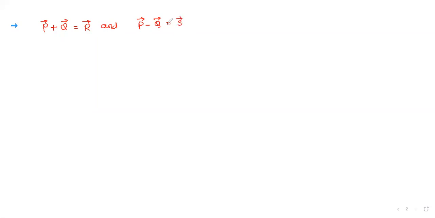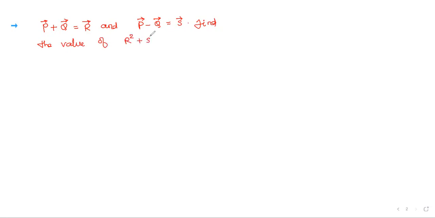So here the addition of two vectors is R bar. Keep in mind, it is the same two vectors, P and Q, here also P and Q. Subtraction is S bar. One diagonal is R bar and the other diagonal is S bar in the parallelogram of vectors. Then the question is to find the value of R square plus S square.